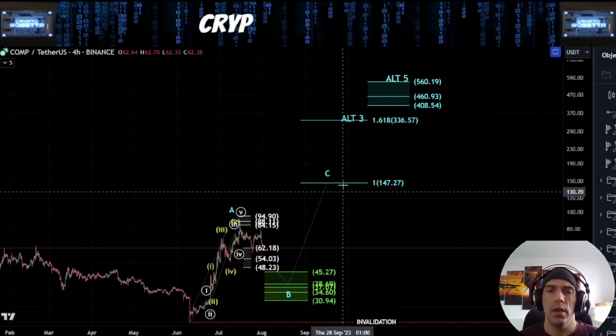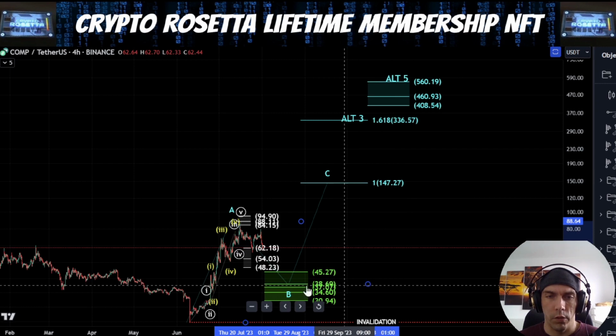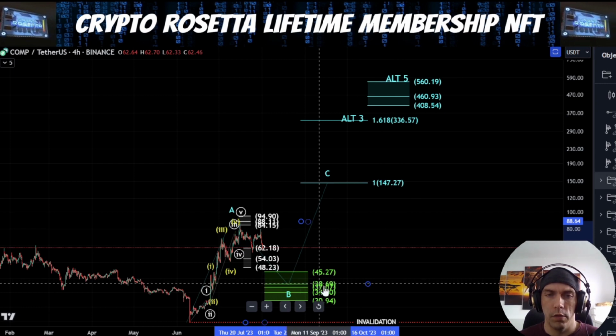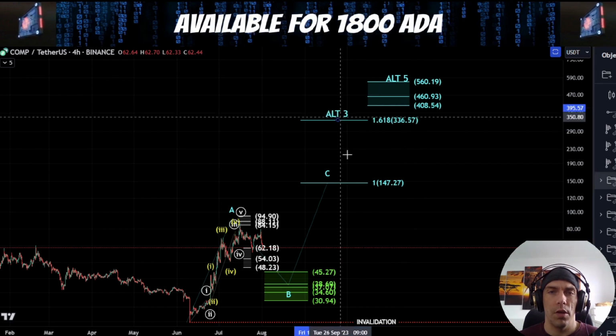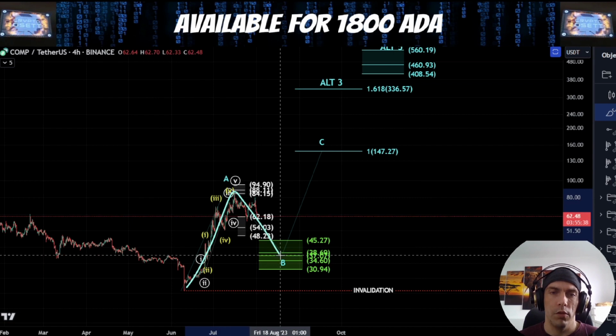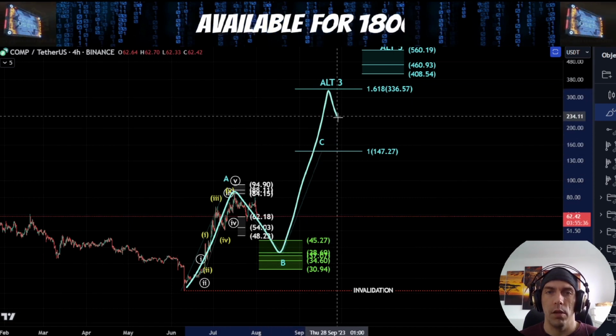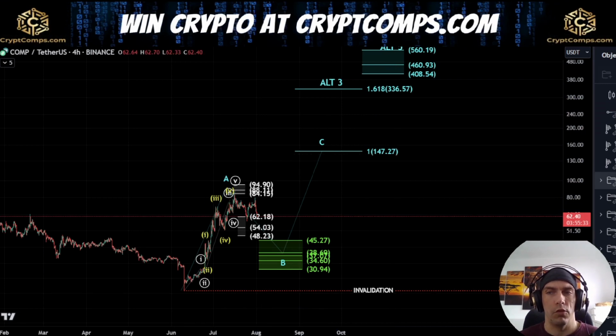What we want to see here is a move up towards this 1618, which is currently sitting off of this golden pocket area here at this 3869 towards this 336 level. That would be our third wave target we'd be looking for, where we want to see this develop as 1, 2, we get a bigger third wave up to here, we get a fourth wave down, and then we see an additional fifth. That's what we want to see if we want to see a trending move.